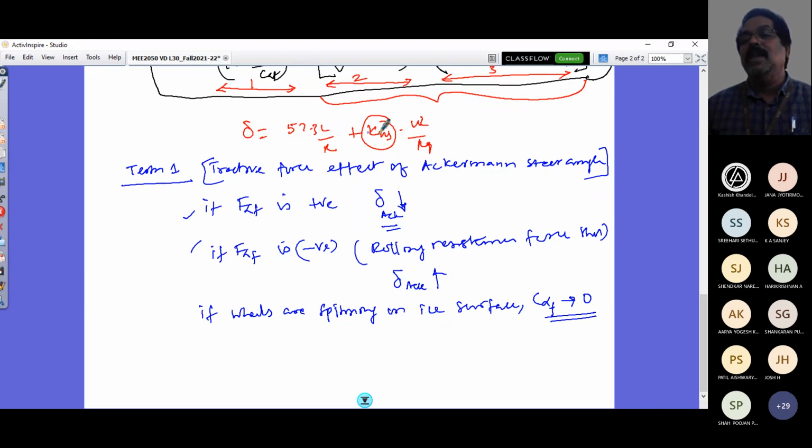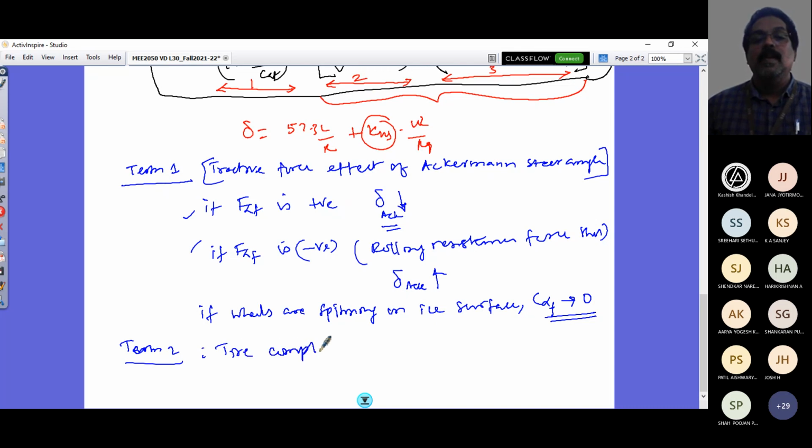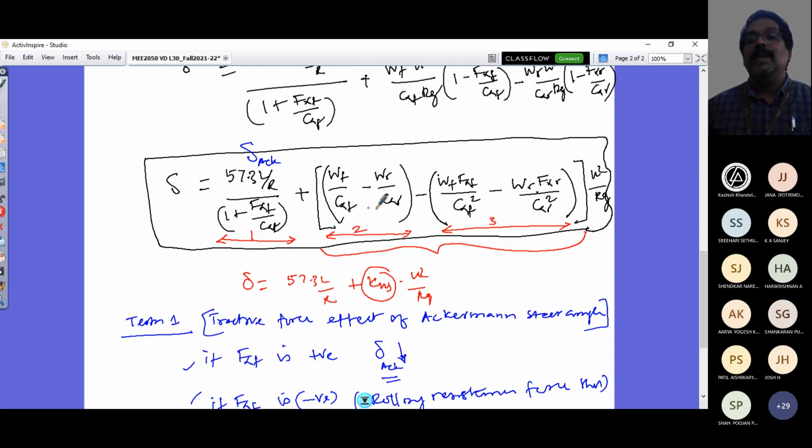And the second term is very simple. Term 2 is the tire compliance, which you have already studied, so I don't need to explain it. Look at the third term. This gets subtracted, there's a minus sign here.